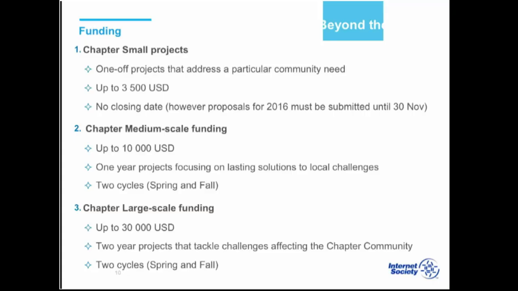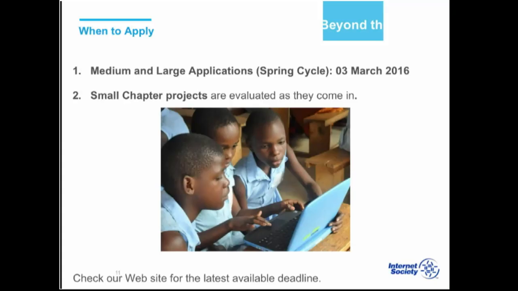So 2 cycles, as I said, for the medium and the large funding projects, spring and fall. The current cycle of applications will close on the 3rd of March, so you have more or less a month to apply. The review process will take about 3 months, more or less. We plan to announce the results in May, and then the projects can start in June, once the administration is completed.